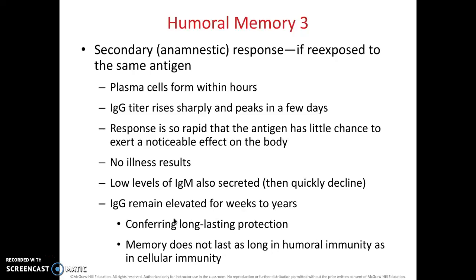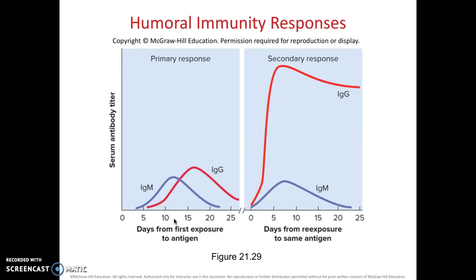Memory doesn't last as long in humoral immunity, which is generally B cell mediated, than it does in cellular immunity. So here we can see these immune responses. We see the peak of IgM and IgG during that first response, and then the secondary response where it's a lot more robust. They can produce more antibodies and quicker.